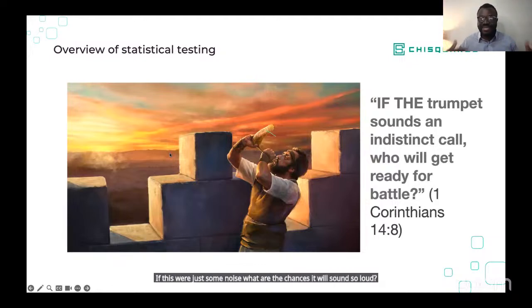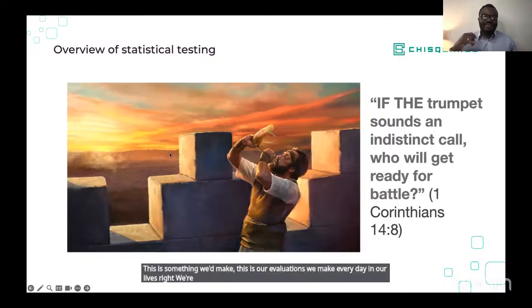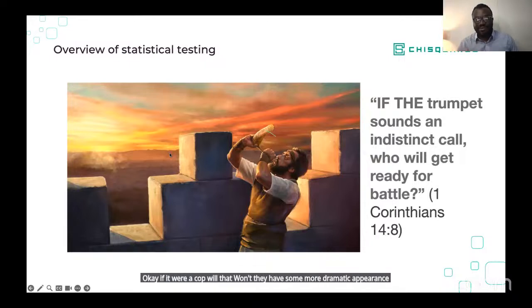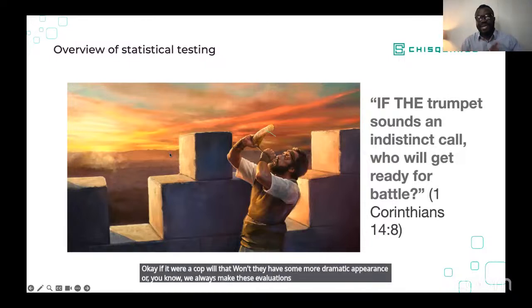This is an evaluation we make every day in our lives, right? We're like, okay, the car behind me, is that a cop? If it were a cop, wouldn't they have a more dramatic appearance? We always make these evaluations every day in our lives when we're trying to compare some signal versus some noise. And that's the whole basis of statistical testing.